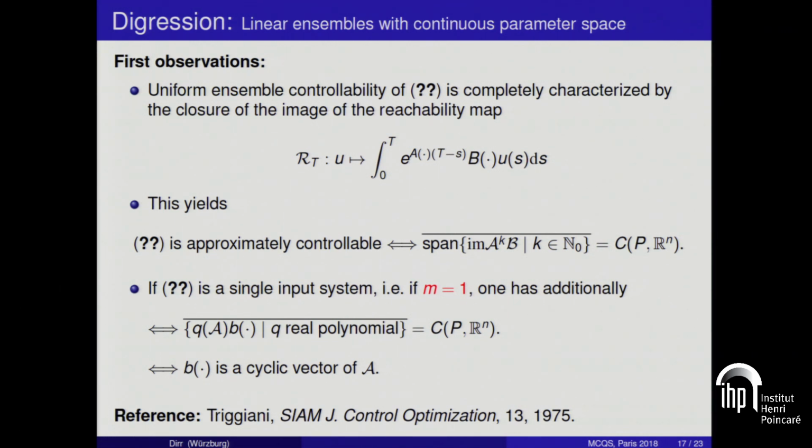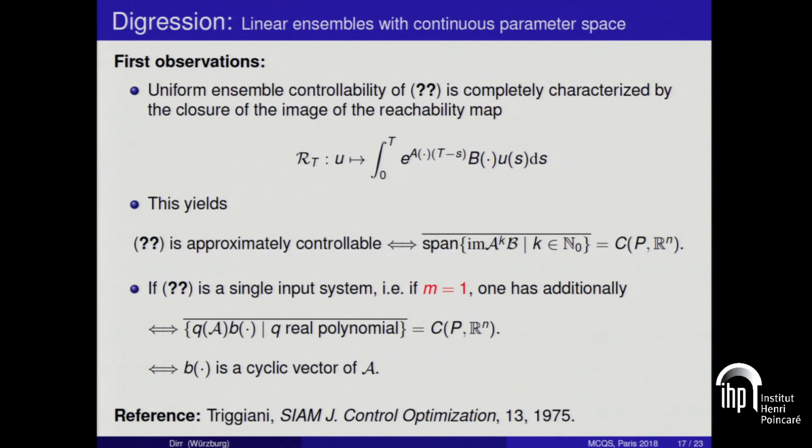And then if the system is a single input, so this means that your B operator has only one column, and I denote the single column of the B operator as small b, then you can reinterpret this condition as this one here, which says, consider all real polynomials, plug in your operator A, multiply the result with b, and consider the span. And if this span is again the entire space, you have approximate controllability. This is simply rewriting this condition in this polynomial language.